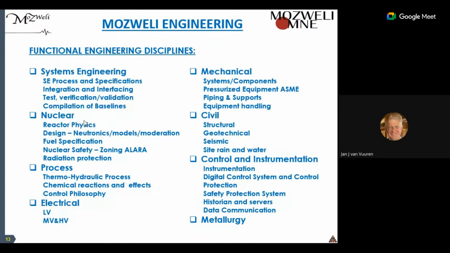Moving on to engineering, I'm just mentioning some of the functions that engineering has to fulfill in our whole process. In systems engineering, as we've discussed now, it is to follow and define the systems engineering process, make sure that the specifications are correct, and handle integration and interfacing, everything that goes over the boundaries of a system or a subsystem, to make sure that we integrate and interface correctly.